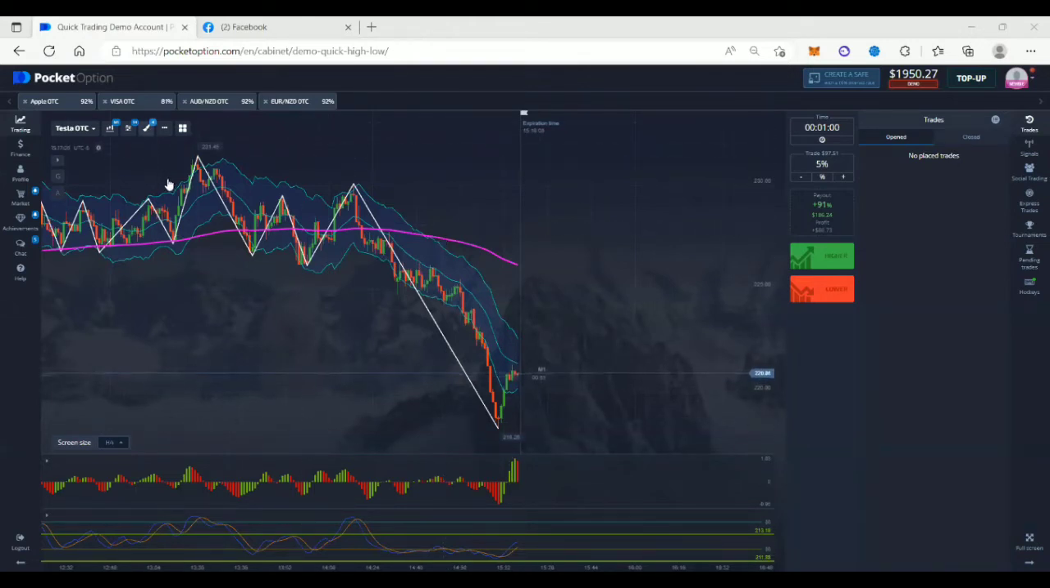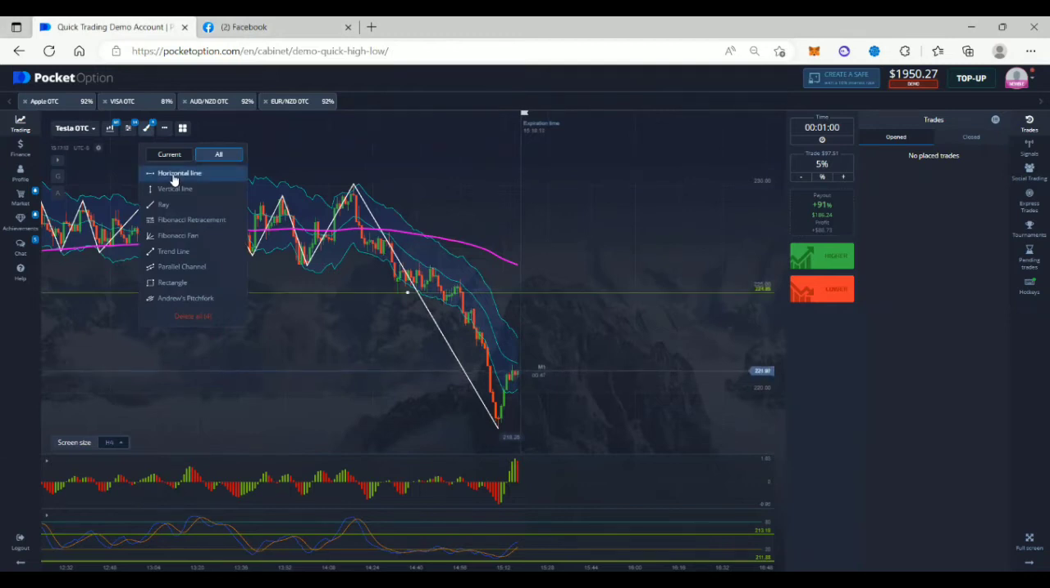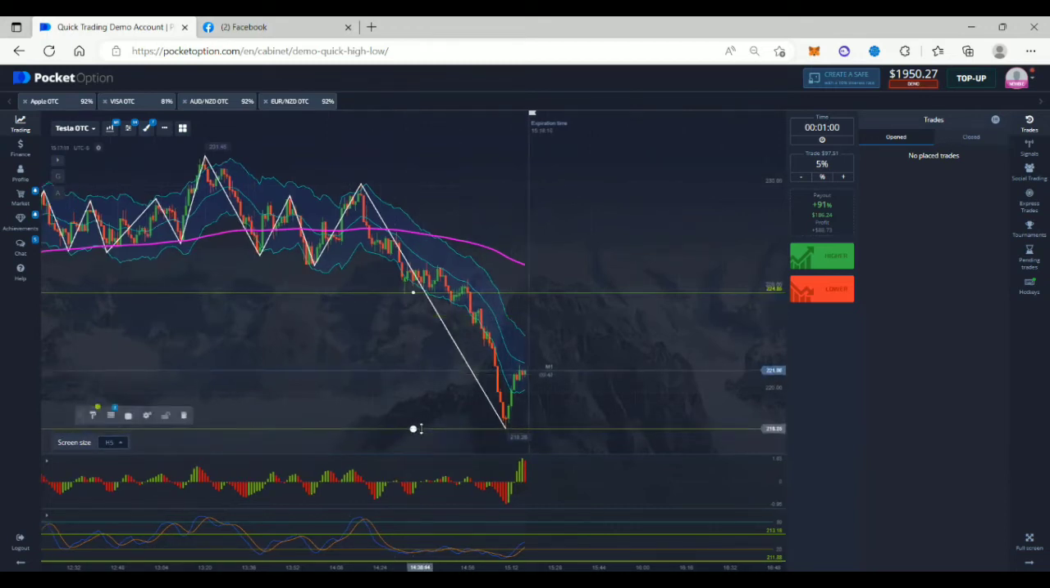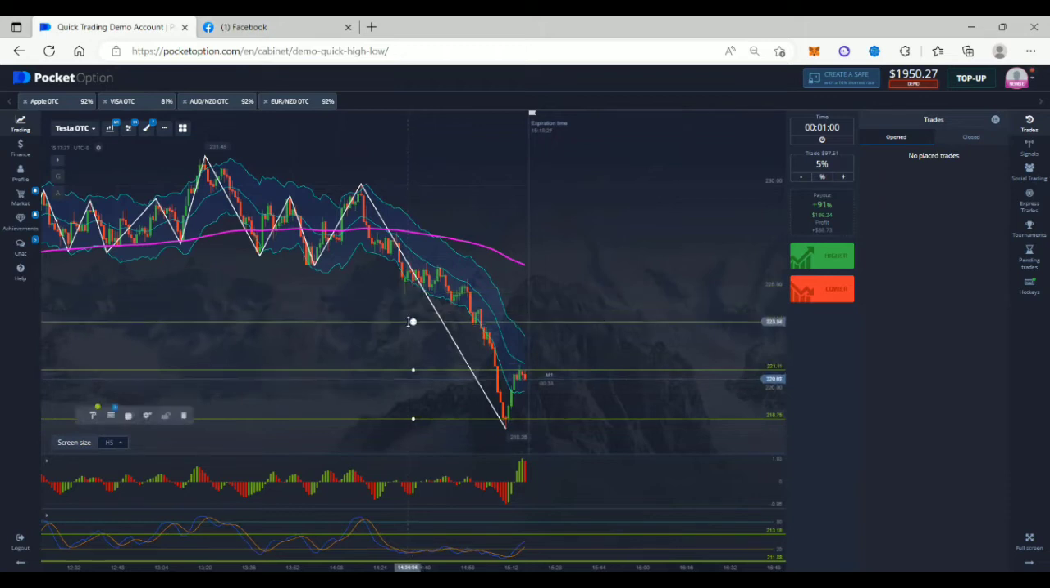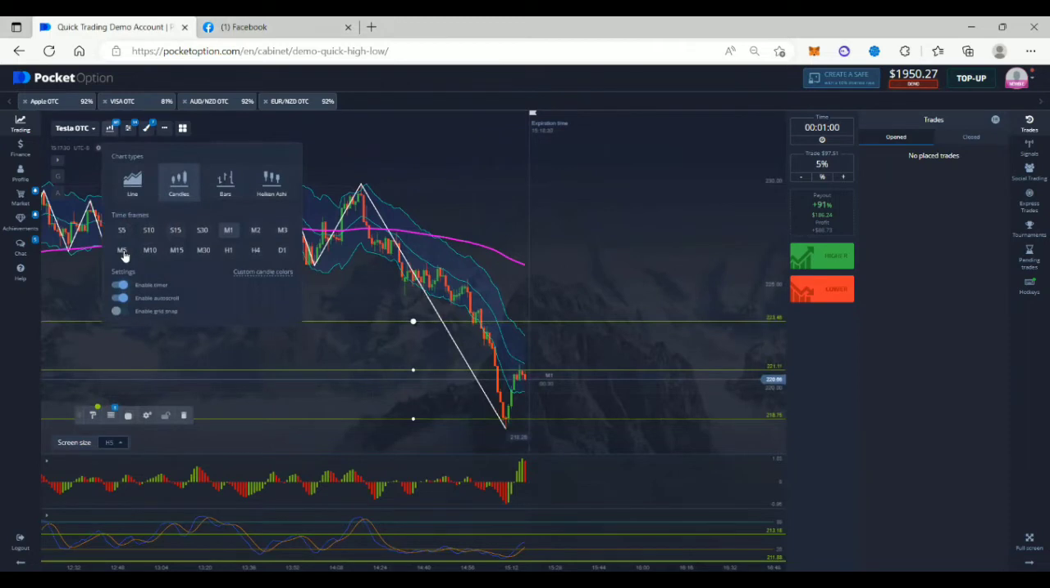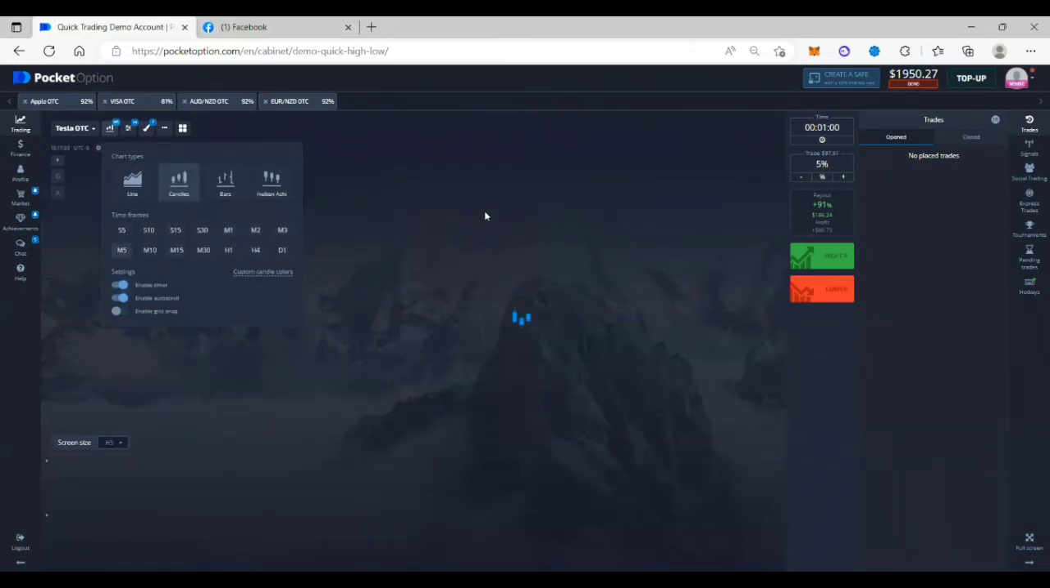But I also mark up my charts and I mark my support and resistance zones. We're just going to do the zones instead of the support and resistance. And I mark up on my 5-minute chart, so let me go to my 5-minute chart.